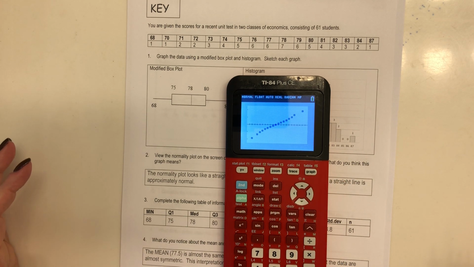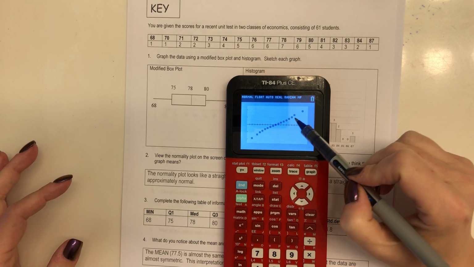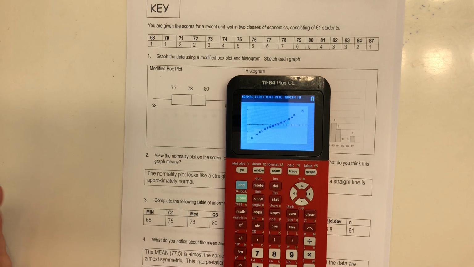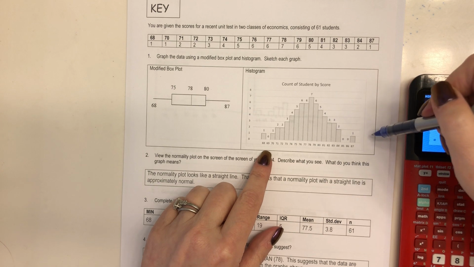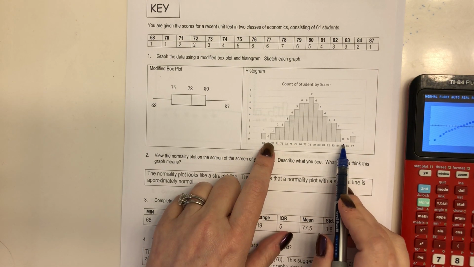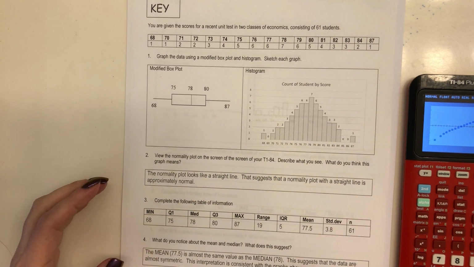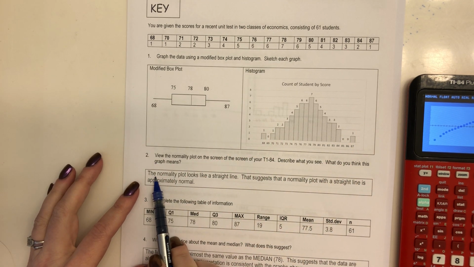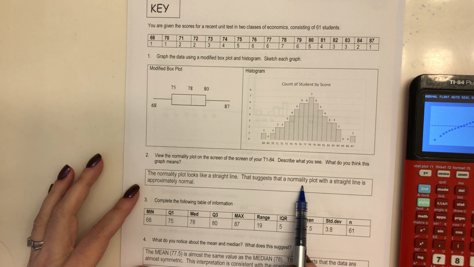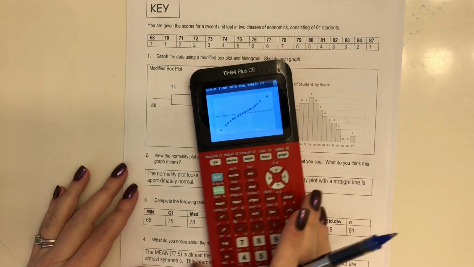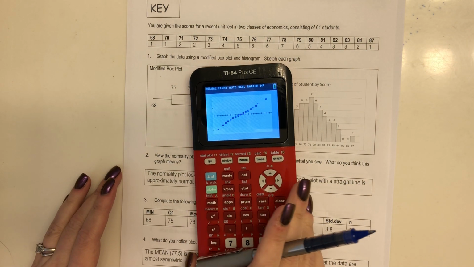Now if this line that it shows right here is perfectly straight and all the squares are evenly spaced, it's going to tell me my data is exactly normal. You can tell from looking here that this data is pretty symmetric, but there are a couple of gaps in here and the 2 sides aren't exactly the same all the way across. Since that's the case, it's not perfectly normal. You'll notice the explanation says the normality plot looks like a straight line. This suggests the normality plot with a straight line is approximately normal. So since that looks pretty straight, we're going to say it's approximately normal.